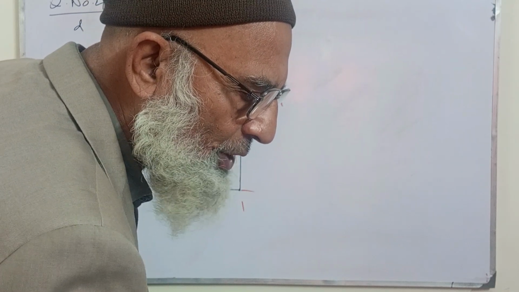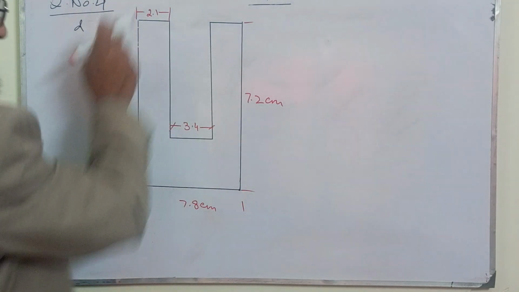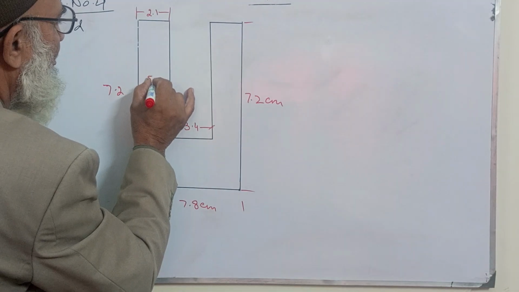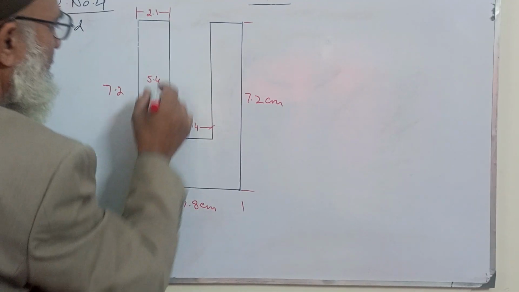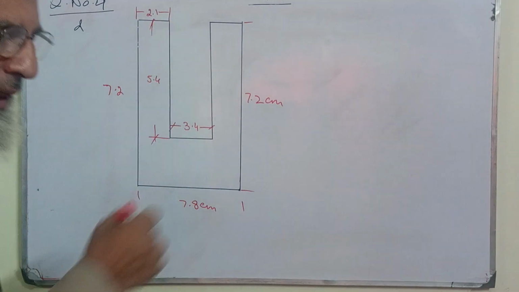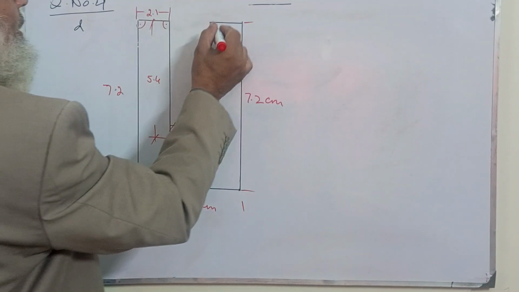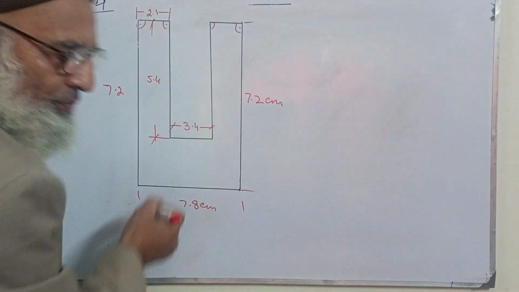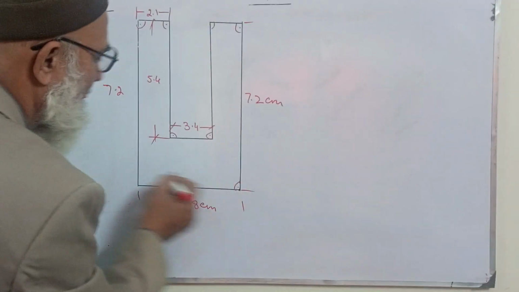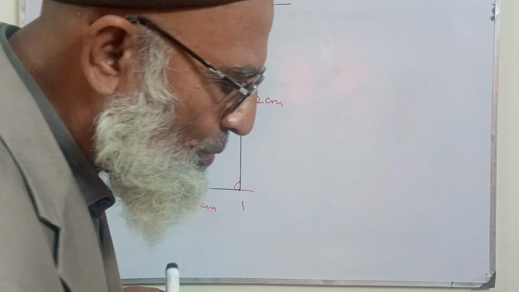How many dimensions are given? 1, 2, 3, 4, 5, 6 dimensions. The last is 5.4, from here to here. And all the corners are again right angle. This is also right angle, this is also 90 degree. 90 degree and right angle are one and the same thing almost.